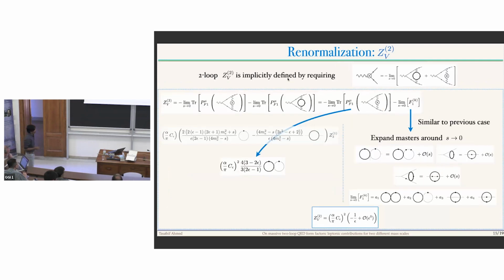And similarly, in order to calculate ZV2, which is the renormalization constant at second order that cancels the residual divergence at the two-loop level, you can demand this kind of equality. Again, you have to expand this kind of diagram around s equal to 0. We followed a similar technique; in fact, we did it in two different ways to check whether we are getting everything correctly. By doing exactly the same machinery, by expanding and comparing these two things, one can fix the ZV2 that we need in order to cancel the divergences in this on-shell scheme.